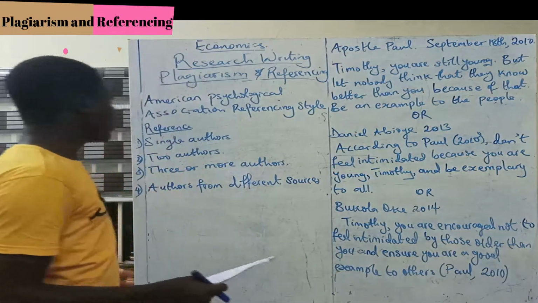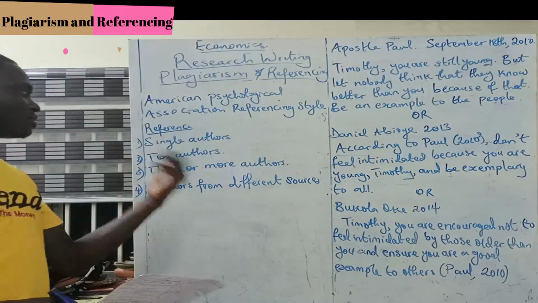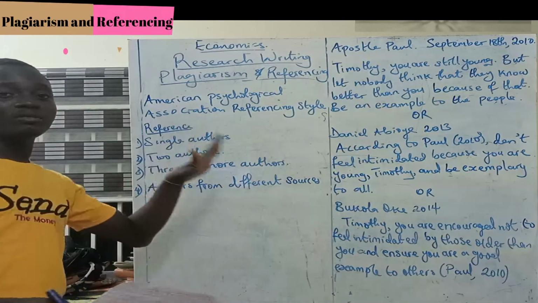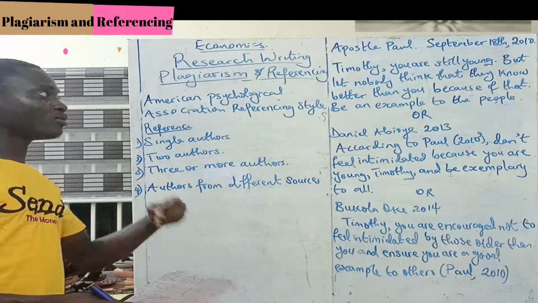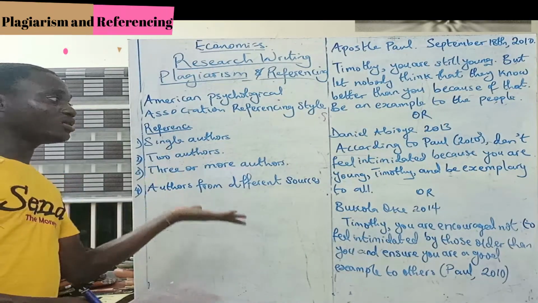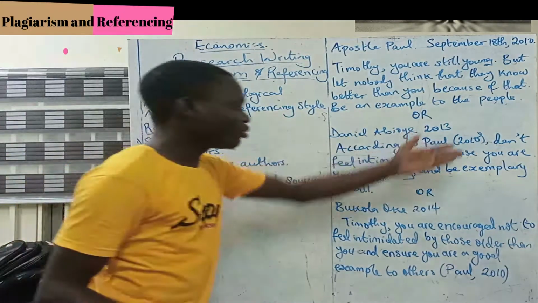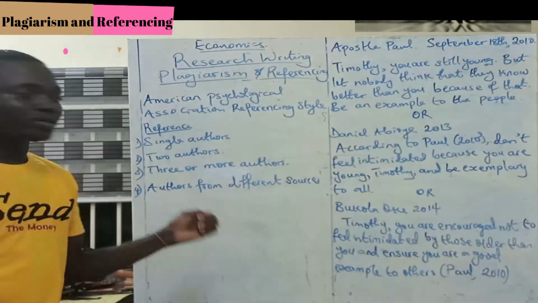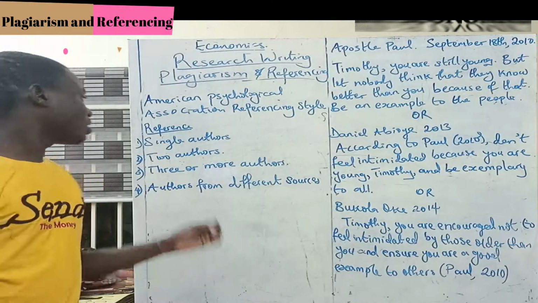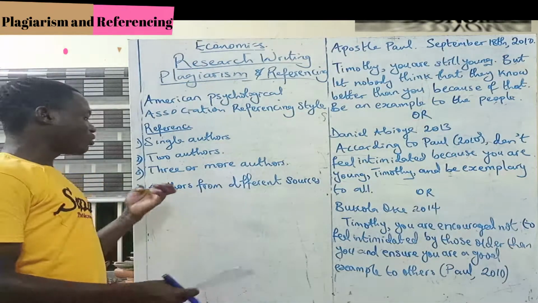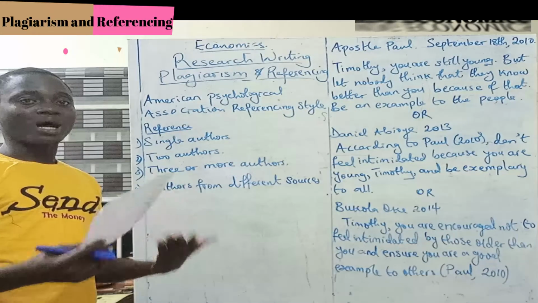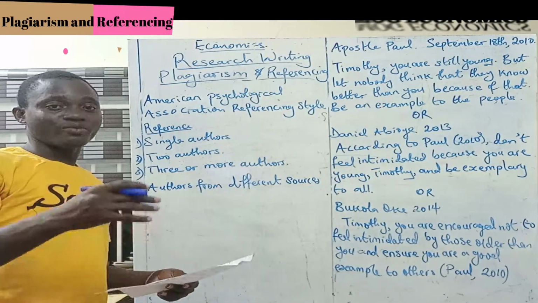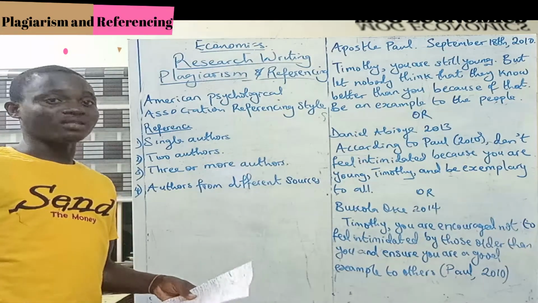All right. When you're referencing, there are different ways you reference single authors. I think we did that in the first video on plagiarism and referencing, so we're looking at our in-text reference for single authors. When you have just one author, how do you do it, as already here, according to Paul 2010, or Paul 2010 here. And when you have two authors, that is what we've not spoken about before. And then when you have three or more authors, and when you have authors from different sources, how do you reference them? How do you do your in-text referencing, and the referencing that you put in your list of references at the end of your work?